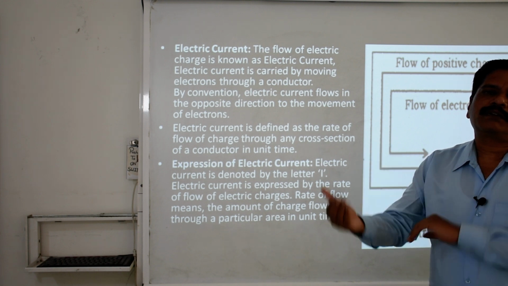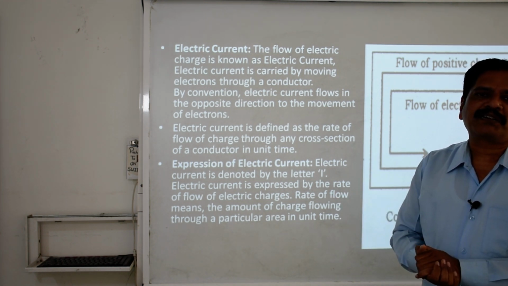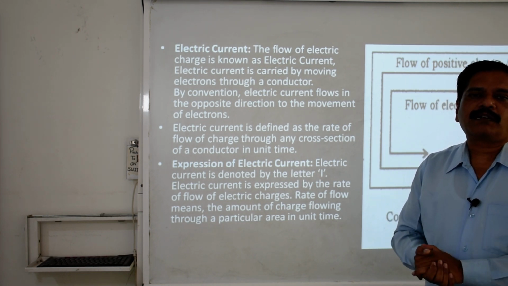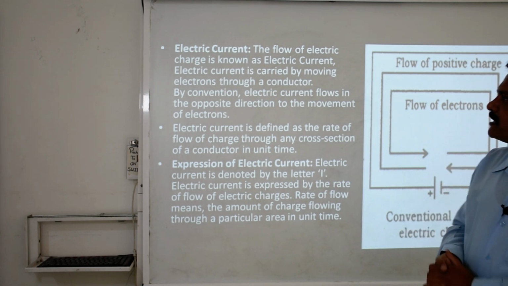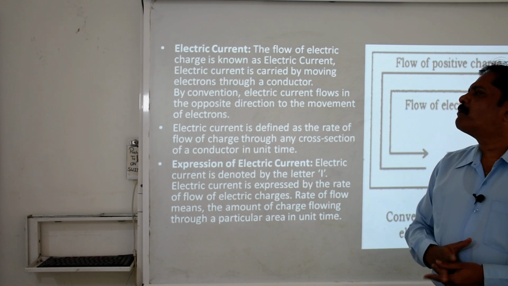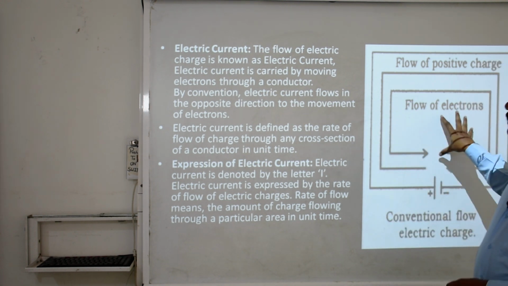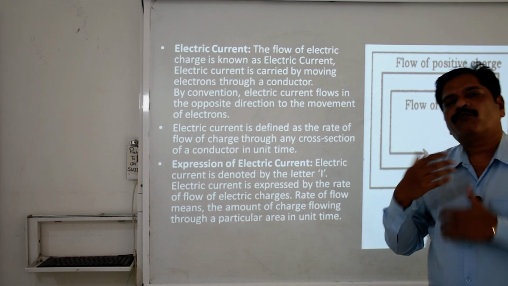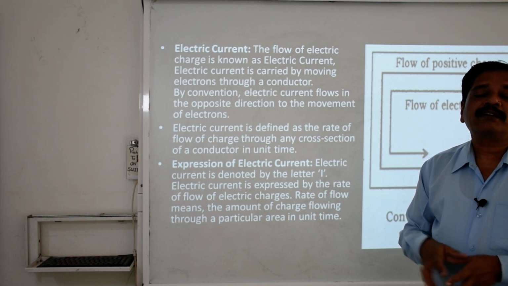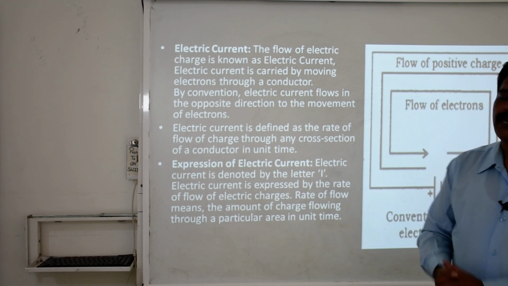So when they move from one electrode to the next, or from one point to another point of the conductor, that is considered the flow of charge, or the flow of electric current. Now, by convention, electric current flows in the opposite direction to the movement of electrons. Remember, with the help of this diagram we will learn what the direction of the flow of electric current is, and what the direction of the electrons is.